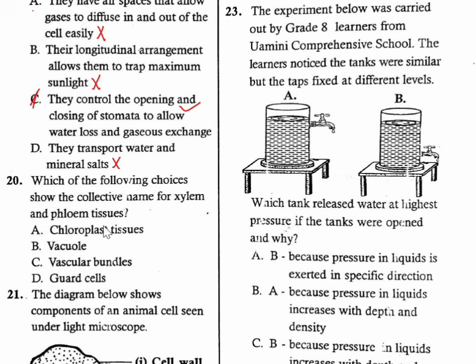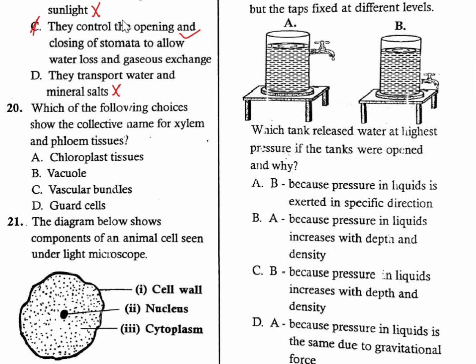Which of the following choices shows the collective name for xylem and phloem tissues? Chloroplast tissue, not true. This is related to photosynthesis. We have vacuole. Vacuole is not a collective name. A vacuole is a storage organelle. We have guard cell. You have already known that the function of the guard cell is to control the opening and the closing of the stomata. And therefore, the correct name given to xylem and phloem tissue is vascular bundles. It is known as the vascular bundles.